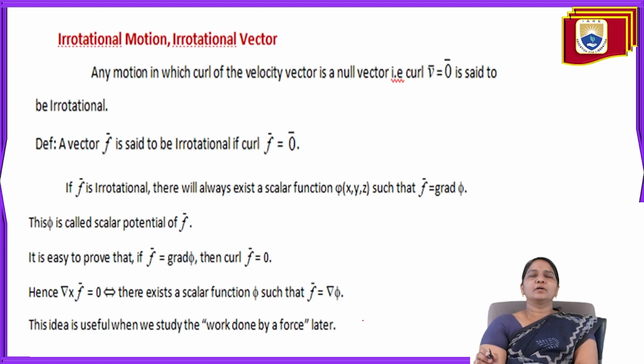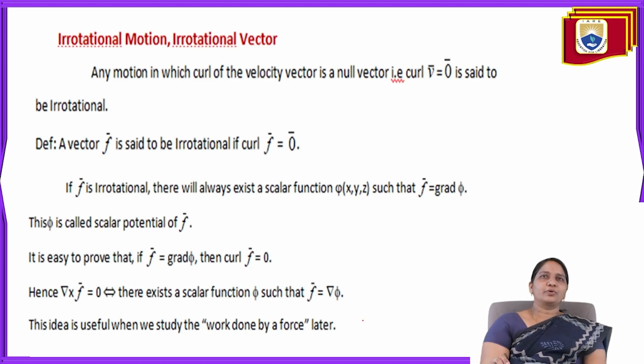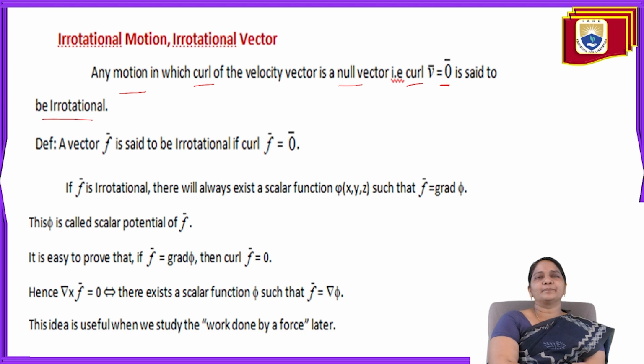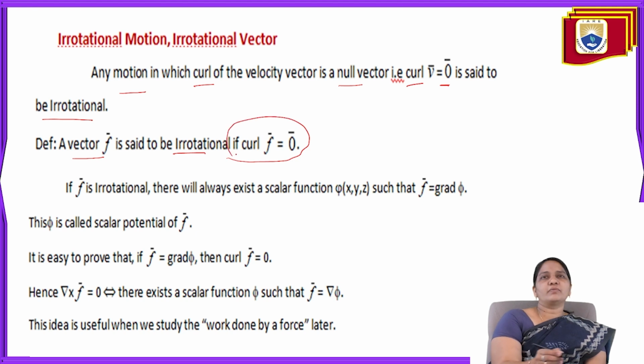So what is an irrotational motion or irrotational vector? Any motion in which the curl of the velocity vector is a null vector. That means the curl of that function should be 0. Then we can say that it is irrotational. Nothing but we can say here, a vector f is said to be irrotational if curl f equal to 0.